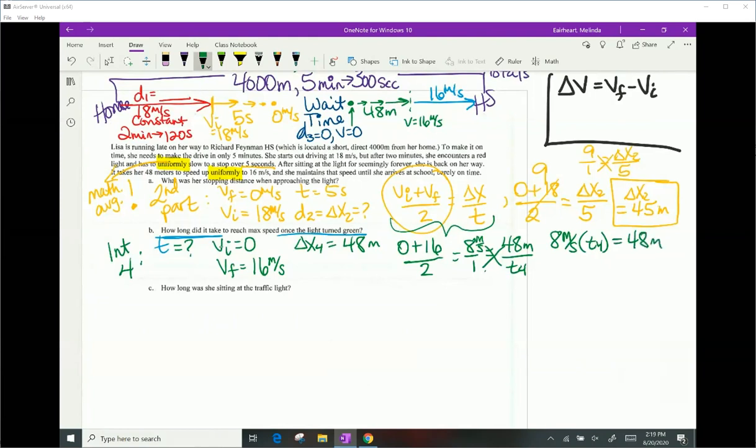And to solve for time, you need to divide. And so 48 meters over 8 meters per second. And it doesn't really look like it here, but meters will end up canceling out. Because if you do unit analysis, when you divide by meters per second, you multiply by seconds per meter. So meters would cancel out. And we get 6 seconds.